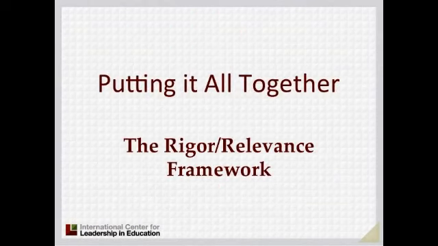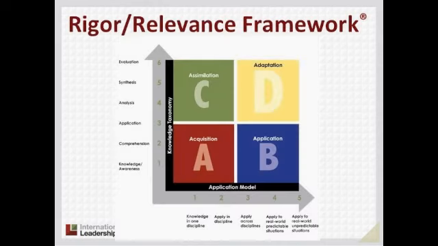Now that we've reviewed the knowledge taxonomy addressing rigor and the application model dealing with relevance, let's tie it all together in the framework. This is the rigor and relevance framework we first studied last year. Notice the vertical axis representing rigor and the horizontal axis representing relevance. Remember, our goal is to develop lessons that touch each of the 4 quadrants. Quadrant A represents acquisition, Quadrant B represents application, Quadrant C represents assimilation, and Quadrant D represents adaptation.